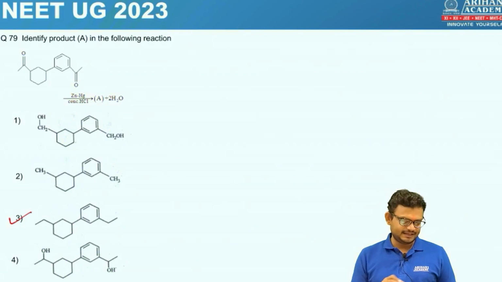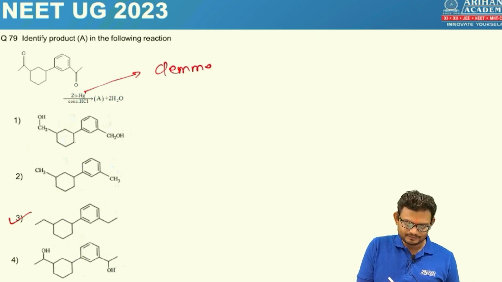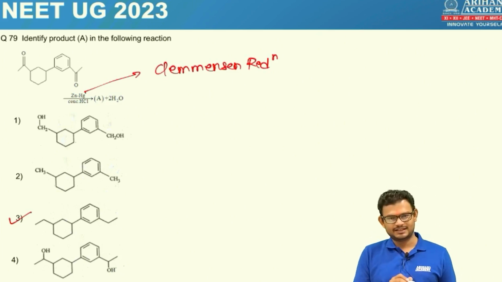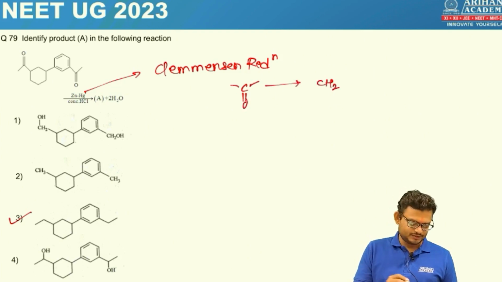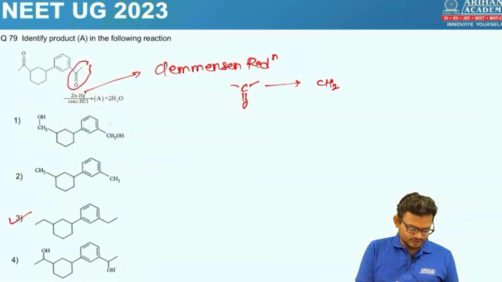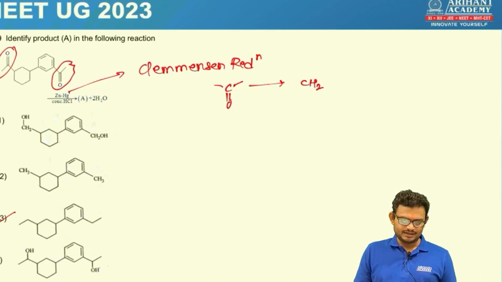Next question, 79. Identify the product in this. Again, looking at the reaction itself, we get zinc amalgam and concentrated HCl. So that is a case of Clemmensen reduction. And we all know what happens in Clemmensen. The carbonyl group is converted to an alkane. So C double bond O will get converted to CH2. So you can clearly see this carbonyl group as well as this carbonyl will get converted to CH2. So the correct option here would be option 3. Let's move to the next question.